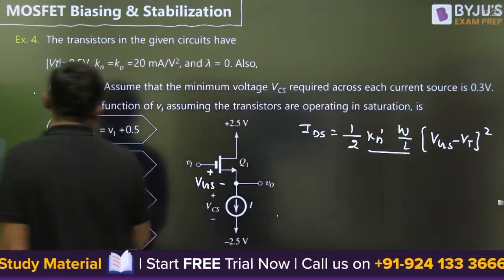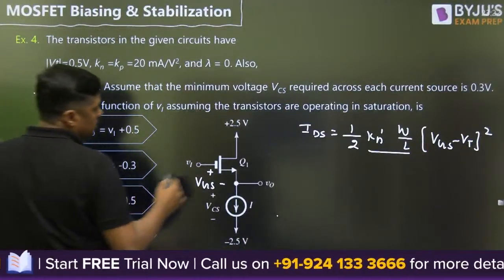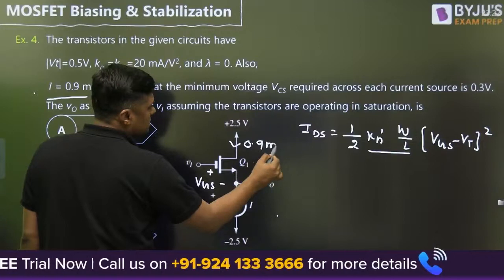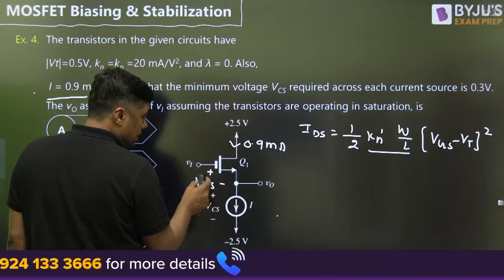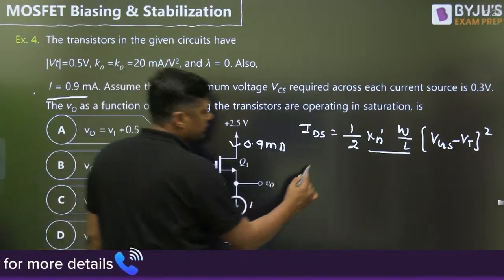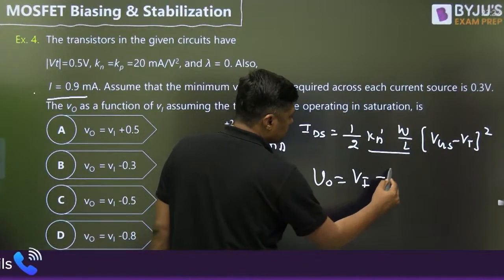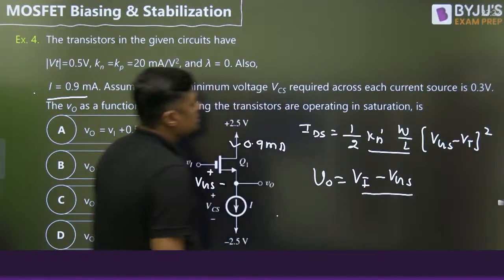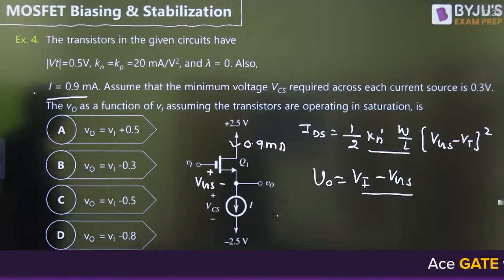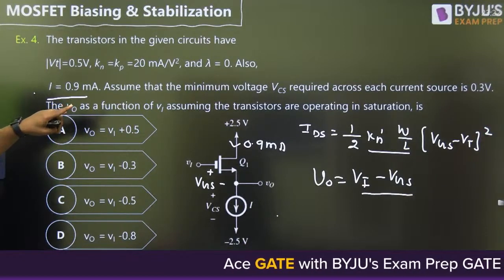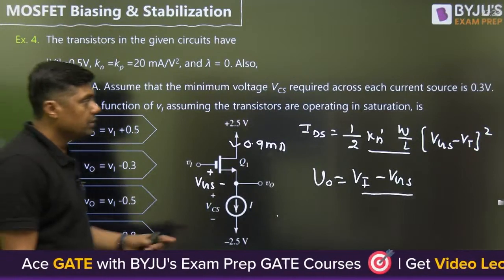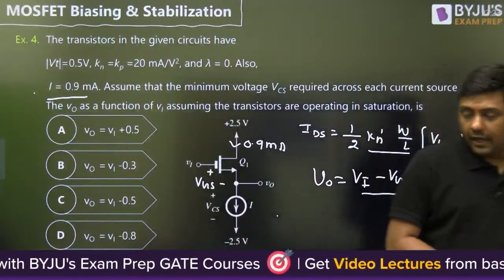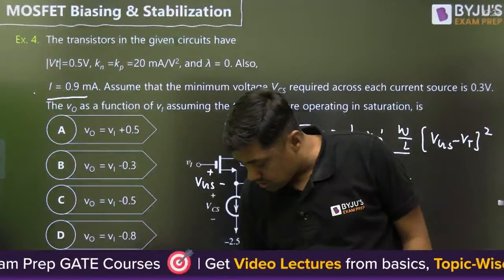I is given, what is I? 0.9 milliampere, because 0.9 milliampere will flow like this. This is the current source and that current will pass through that, and from that you can find the value of VGS. Then Vi minus VGS will give you the V0. And remember, what is the threshold that is given? Minimum voltage VCS required across each current source is what? 0.3 volt. Now try to solve this question. Okay, and guys, give me the answer in my comments box.